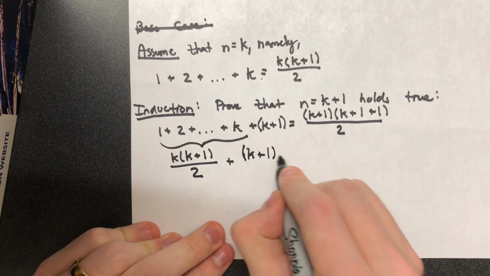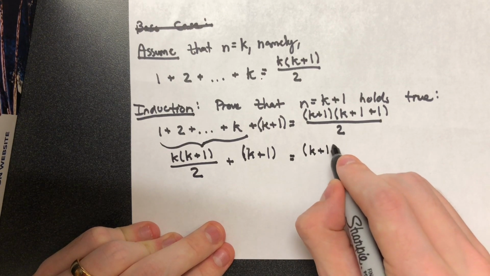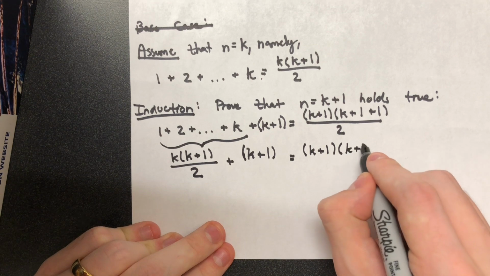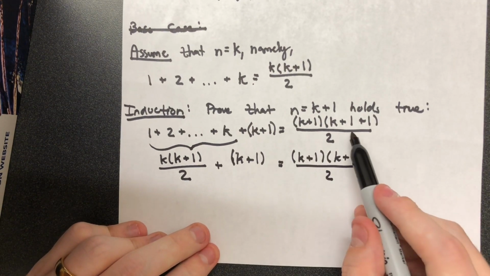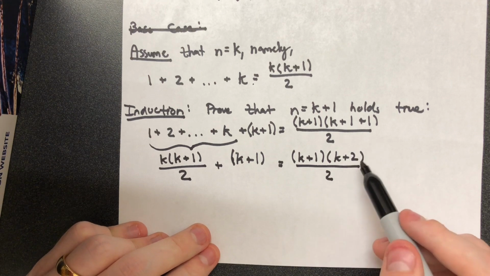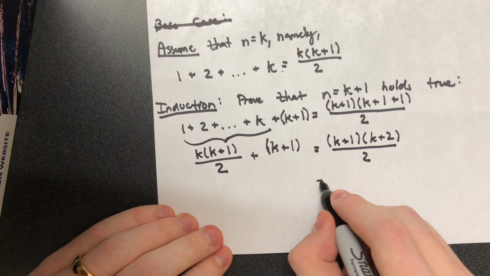k plus 1 equals k plus 1, k plus 2 over 2. Now, k plus 1 is just k plus 2. That's all I did there. Okay?